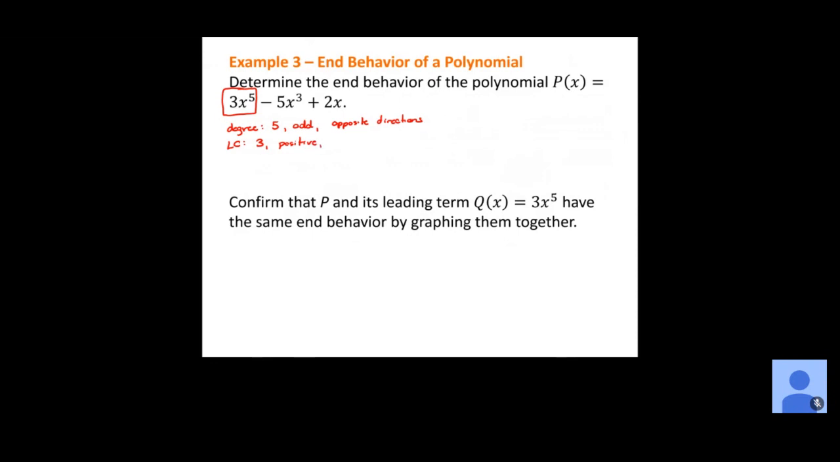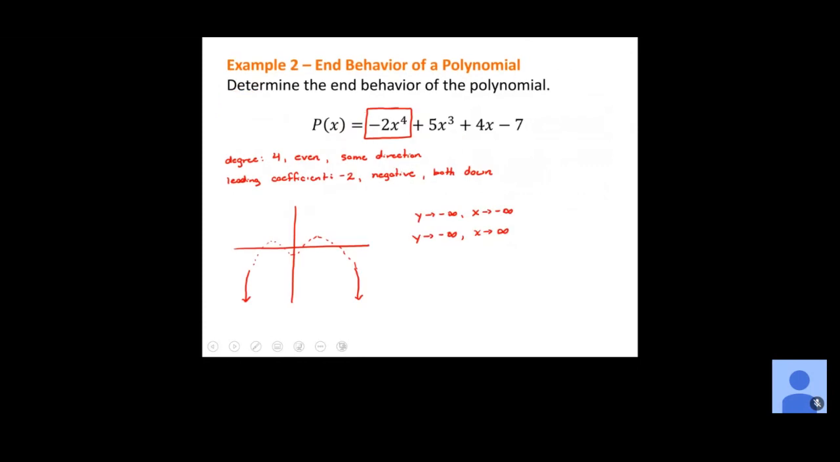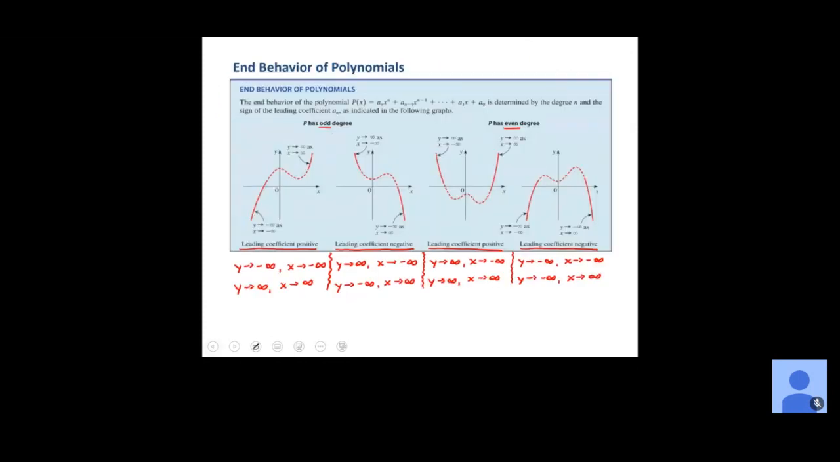And so what that tells us is that the left-hand side is going down and the right-hand side is going up. I'll flip back and just show you, in this case, we have an odd degree with a positive leading coefficient. That's that first graph we looked at. That's how I know it's going to be going down to the left and going up to the right.